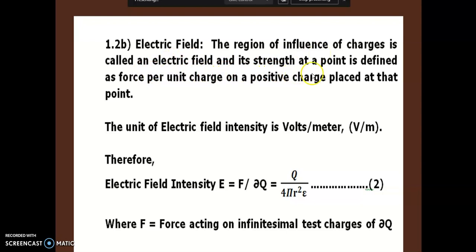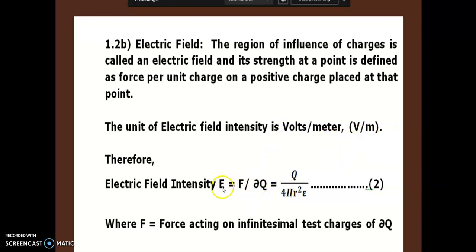And its strength at a point is defined as the force per unit charge. We have seen the equation for force. So F by dq is equal to the electric field intensity. Okay. So the unit of electric field intensity will be joules per meter.